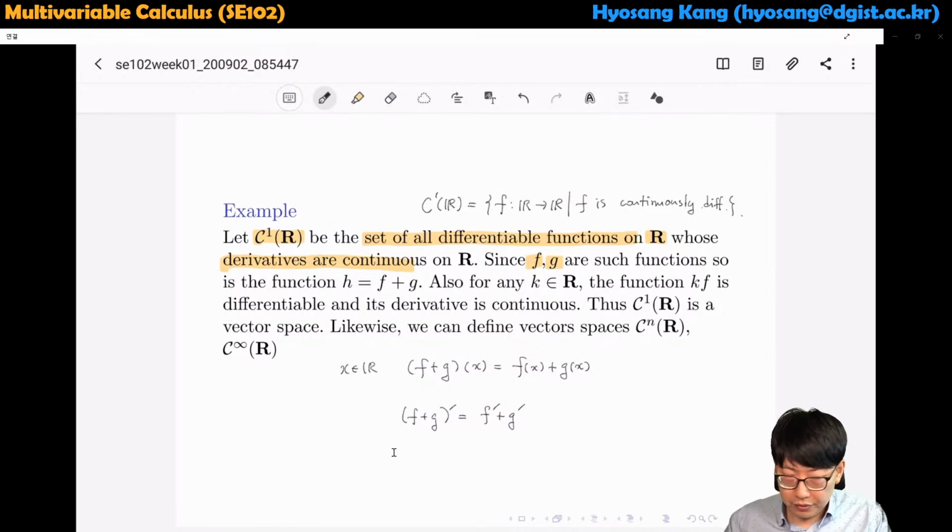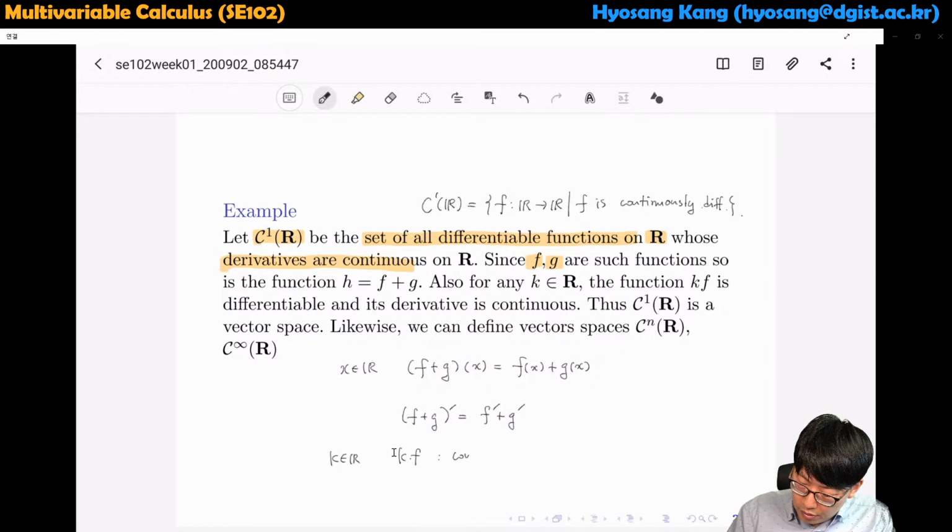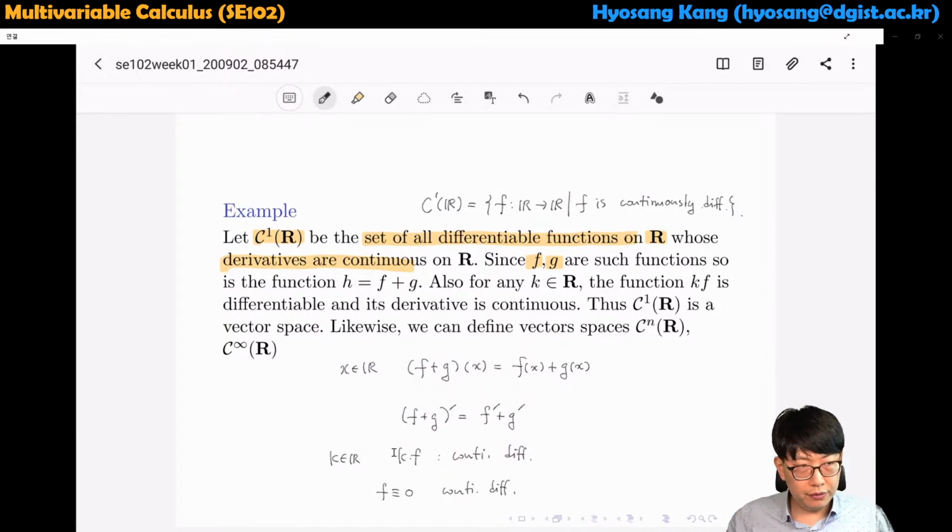And therefore vector sum is well defined, and if you have a scalar k, then kf is also continuously differentiable, because it's simply a differentiable function and you just multiply by k. And there is a zero function, so if you have f equals 0, it gives 0 for any value of x. It's also continuously differentiable. It's a constant function. So it satisfies the three properties of vector space. So this C1(R) is a vector space.